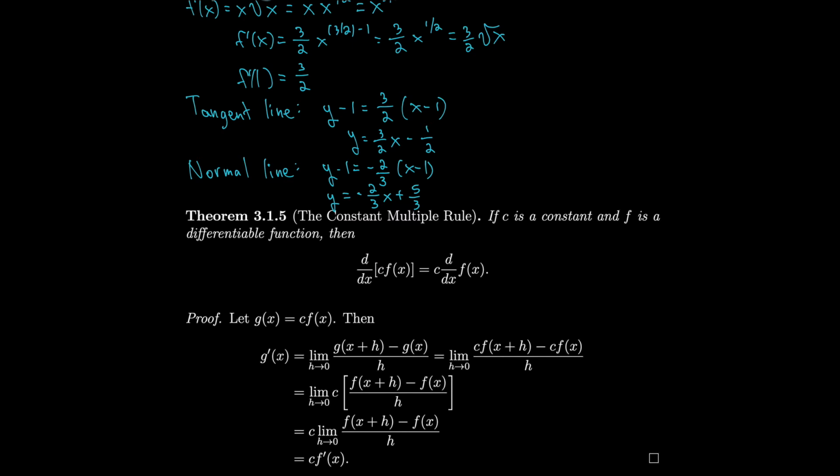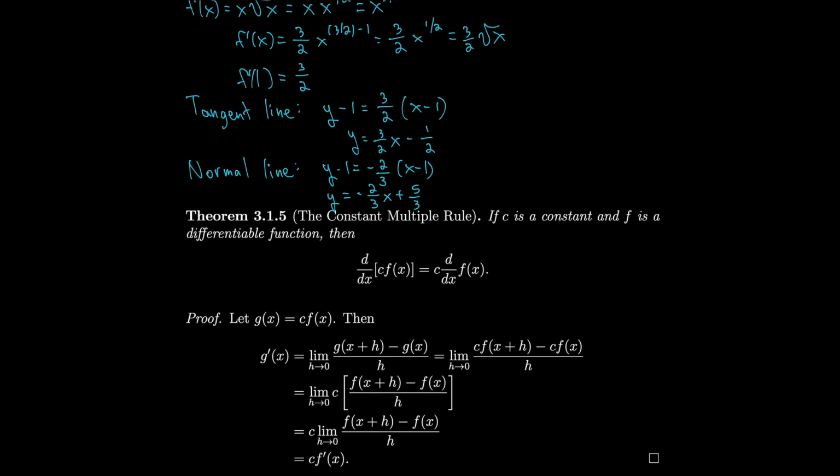Okay, so let's prove this using the definition of the derivative. We want to let g of x equal a constant times f of x, and then look at what g prime of x is. So we look at g of x plus h minus g of x over h by definition. And g of x plus h is just c times f of x plus h. And then g of x is just c times f of x.